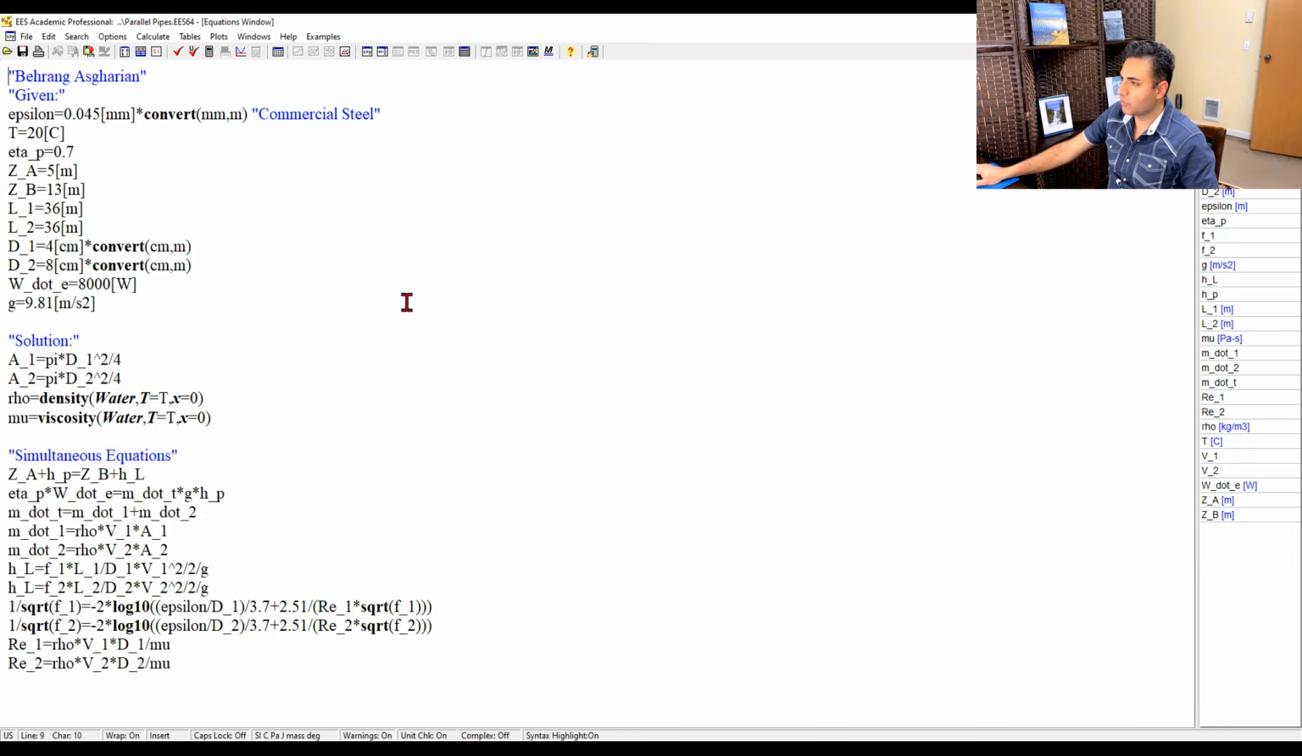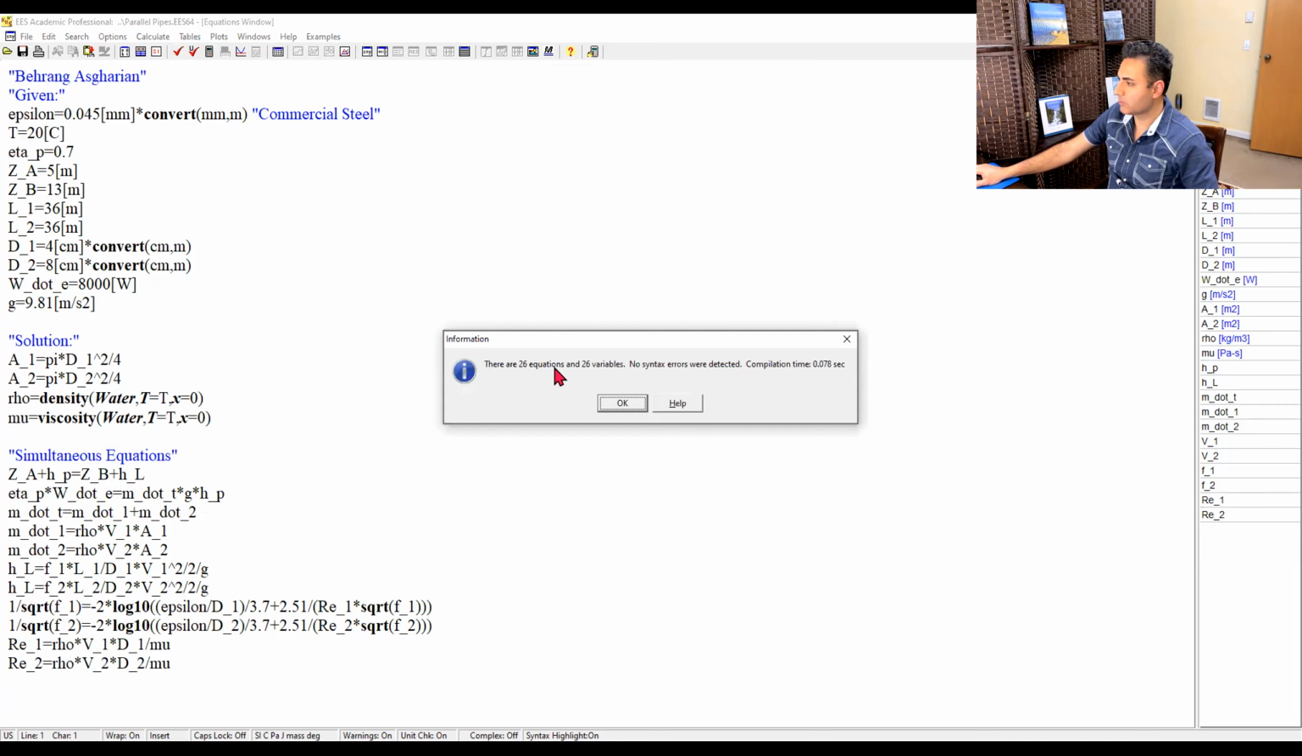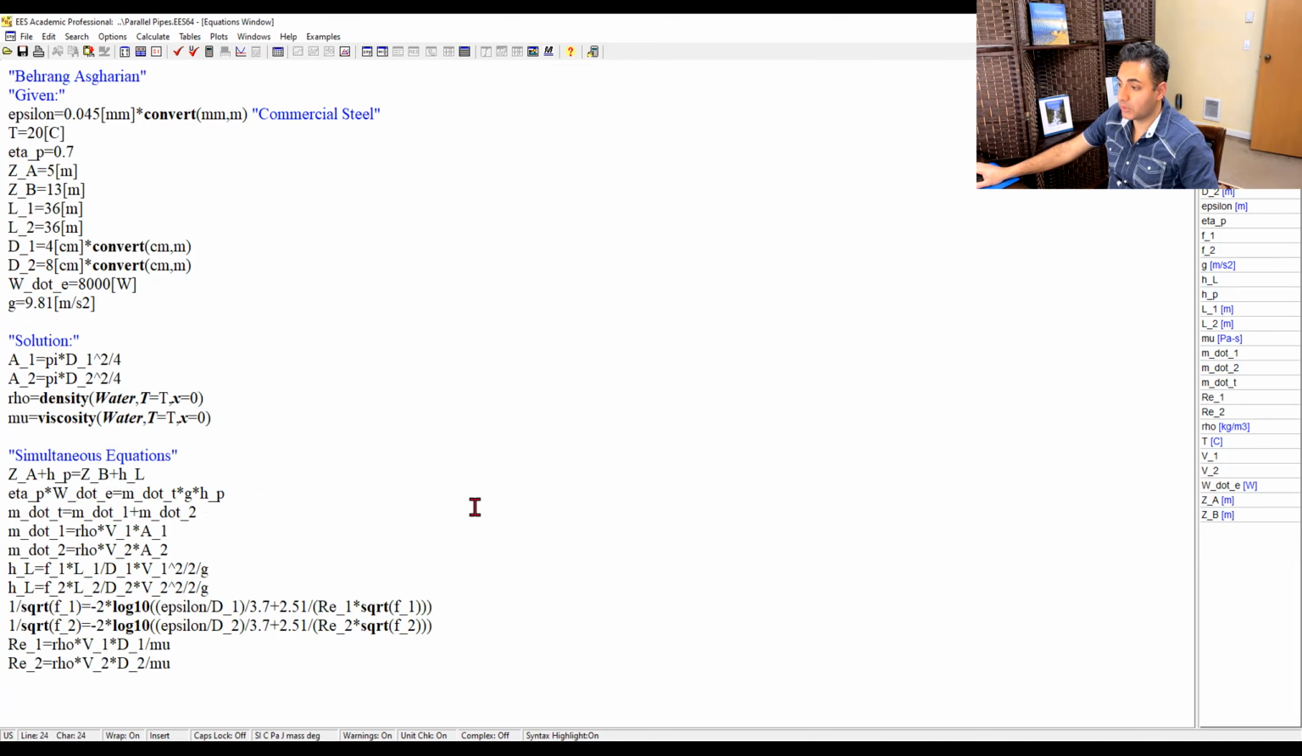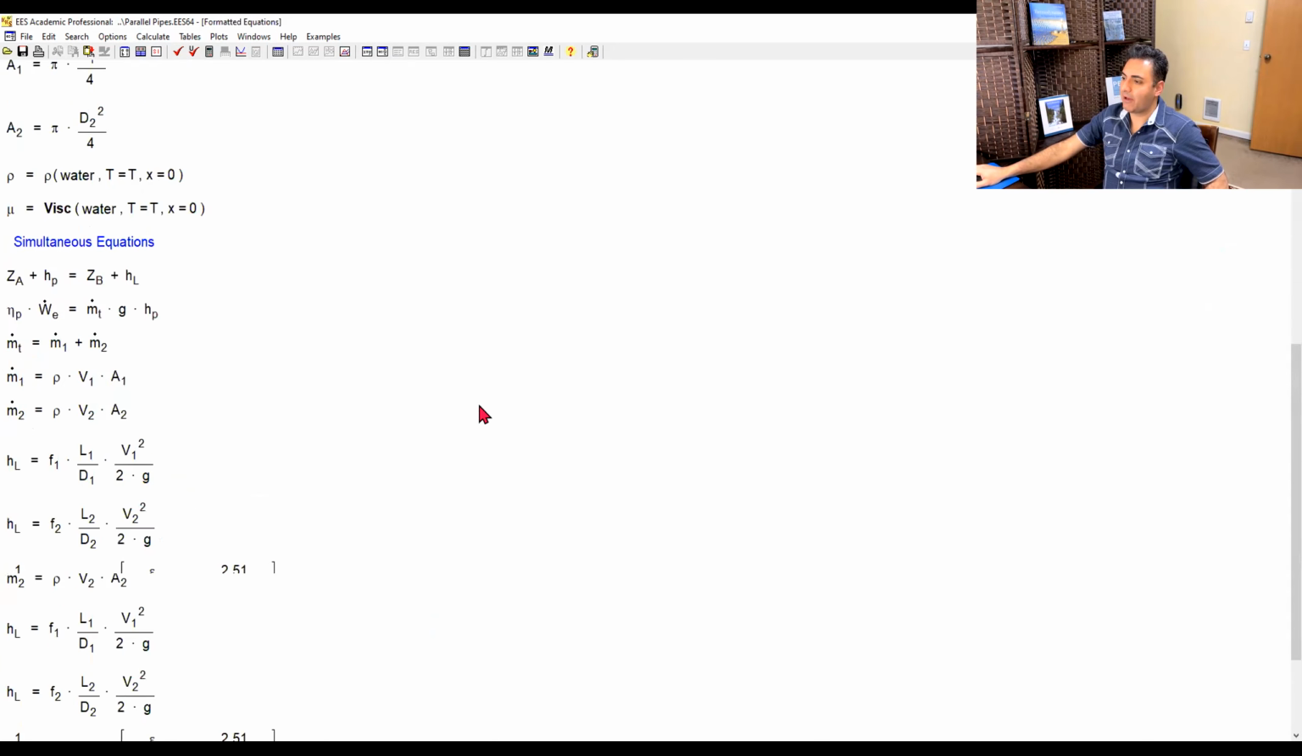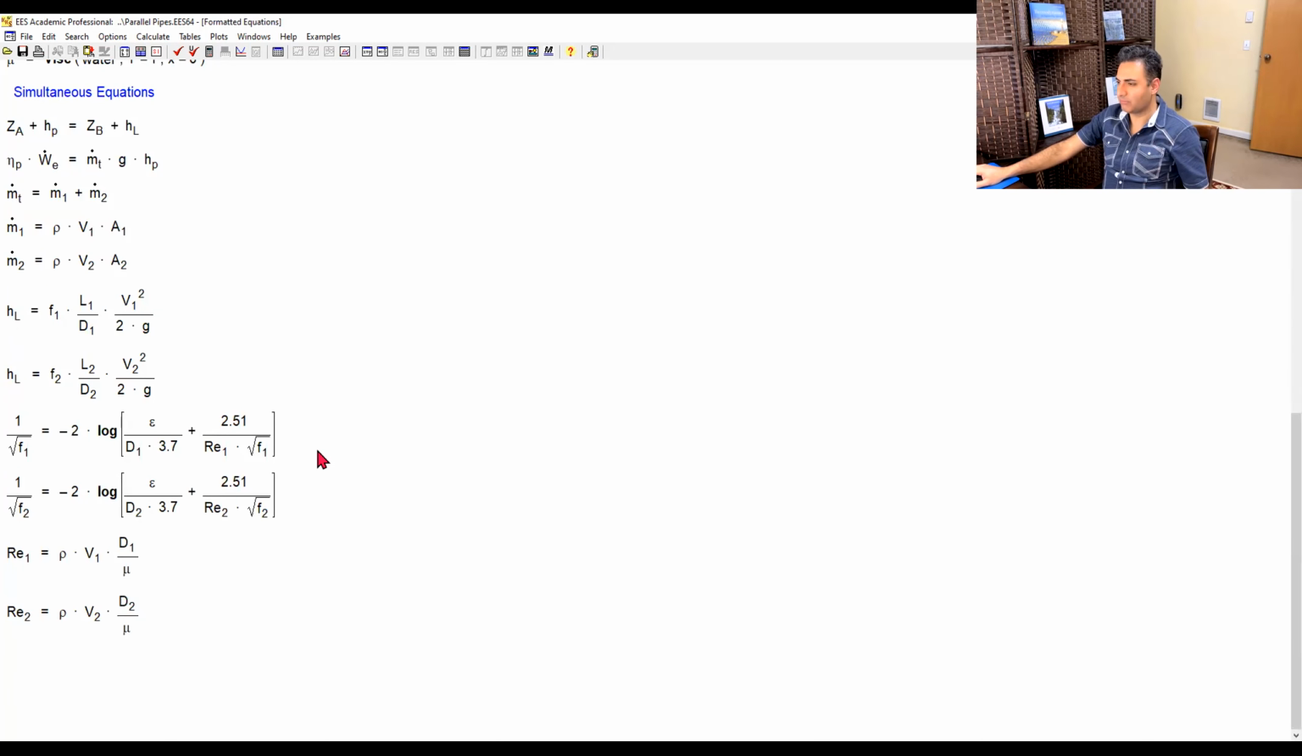Now, do we have enough equations on those? We got to check it here. Let's check it. Looks like we have 26 equations, 26 variables. We should be able to solve this problem. However, if I actually run this code, this is not going to solve it. Why? Because there is a problem here.